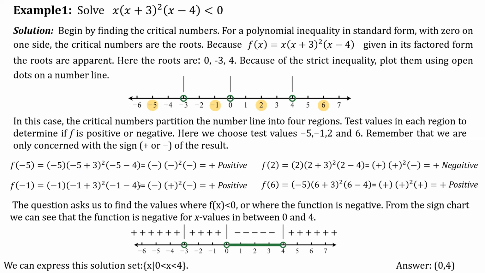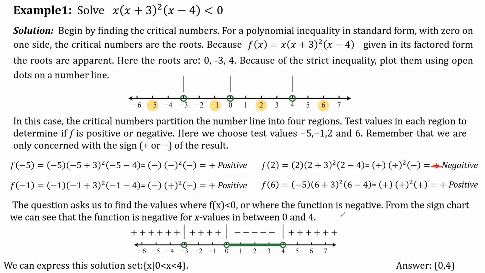So by evaluating this, we find that in this region the sign of the function is positive. Repeating this process for the numbers -1, 2, and 6, we find the signs of each region. So it will be negative, not positive.